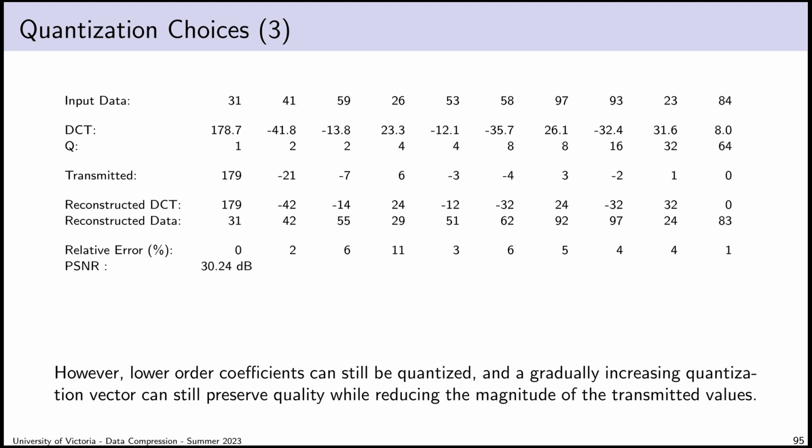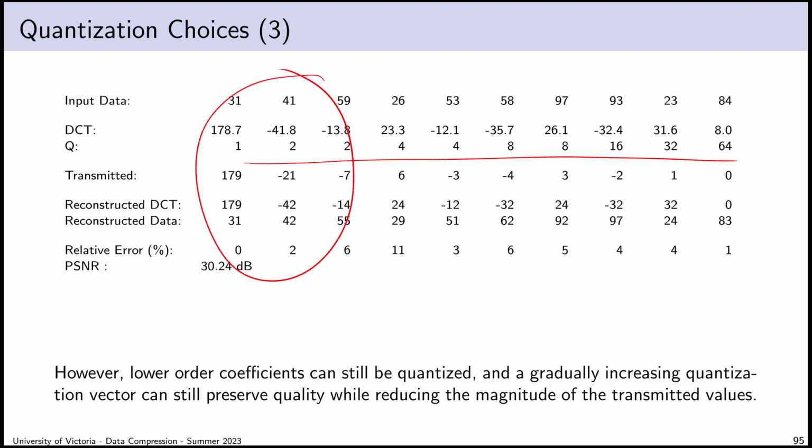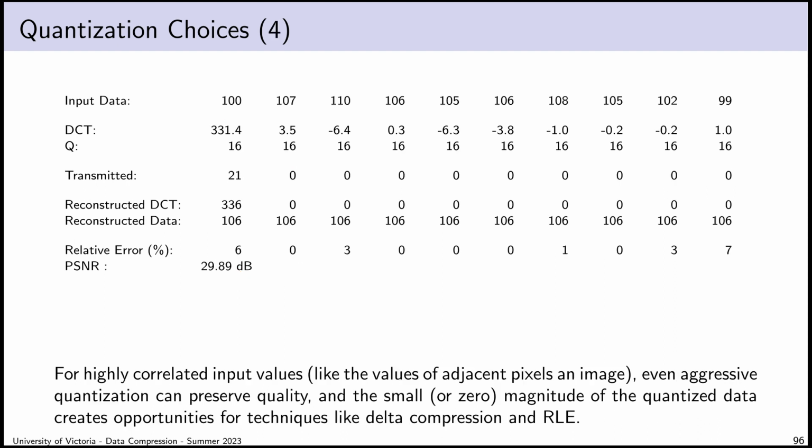I can still quantize lower order coefficients if I want to. There's nothing wrong with that, but I should be more careful about that. If I want to ramp up and do aggressive quantization, I should try and ramp up somewhat gradually, like I'm doing here. So I am quantizing more and more as I go from left to right, but I'm still trying to keep those first few coefficients relatively accurate, because it seems like that's where errors are most likely to be visible if I quantize those too aggressively.